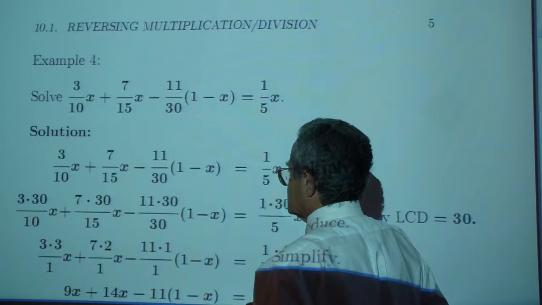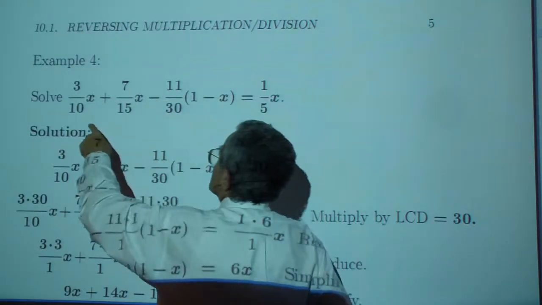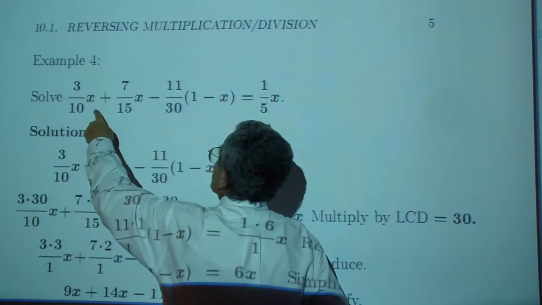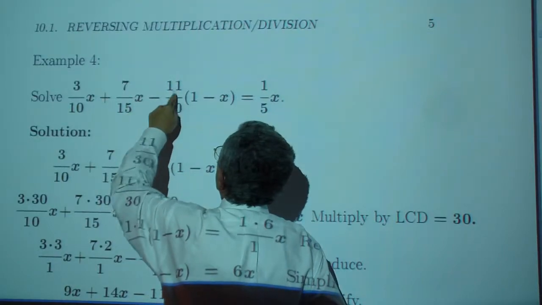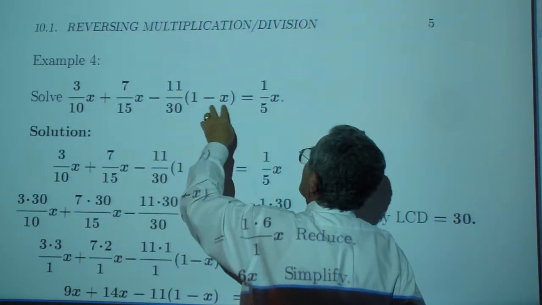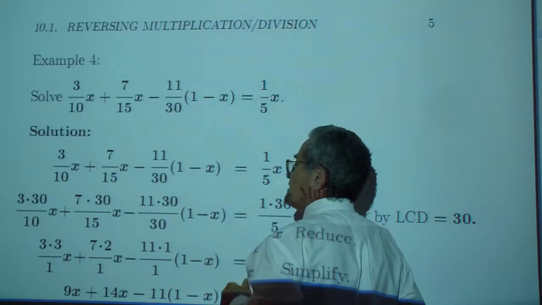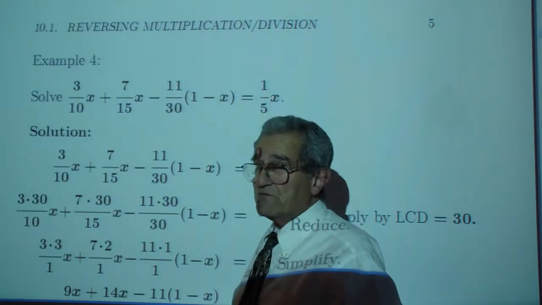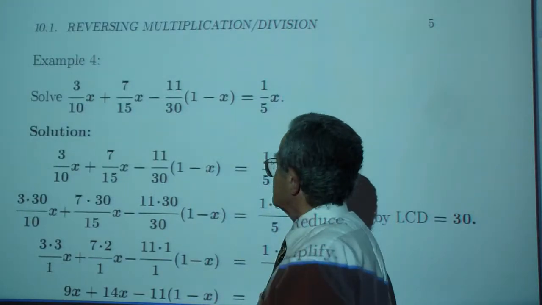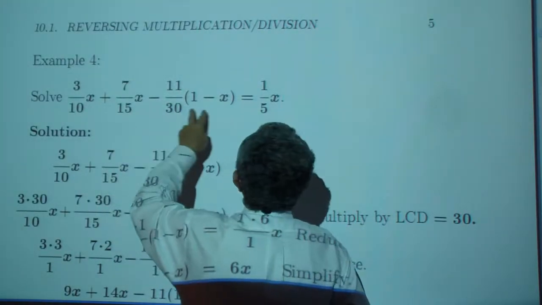Example 4. You have 3/10 x + 7/15 x - 11 times the quantity (1 - x) = 1/5 x. You like fractions? Most people don't. So let's get rid of fractions. What's the least common denominator?